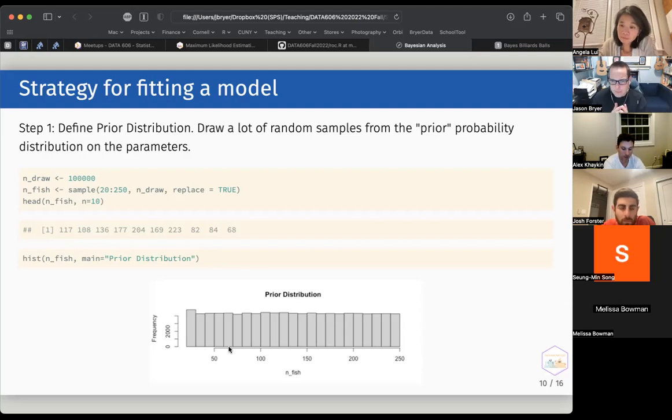So what I'm going to do is say the likelihood of there being 20 fish and 250 fish is the same as 100 fish or 150, right? All the way across the range. Sometimes it's called a naive prior. It's also a uniform prior.